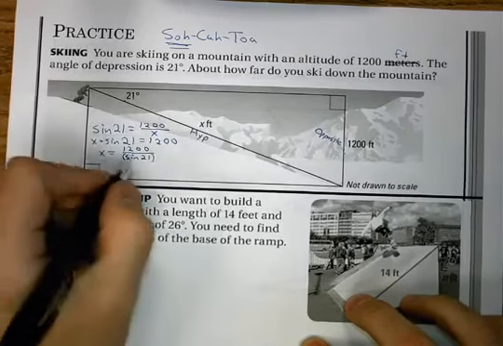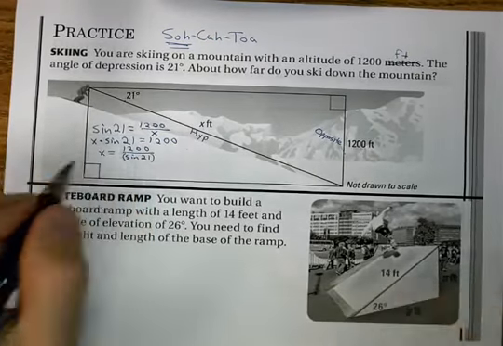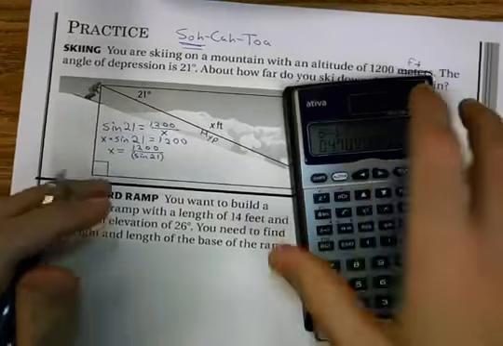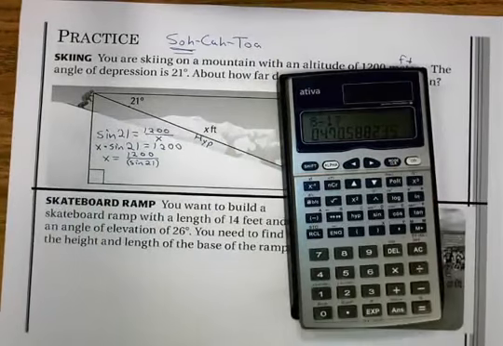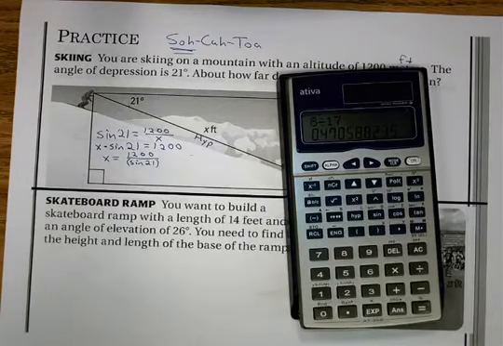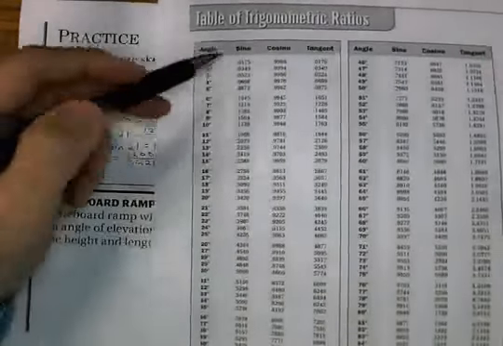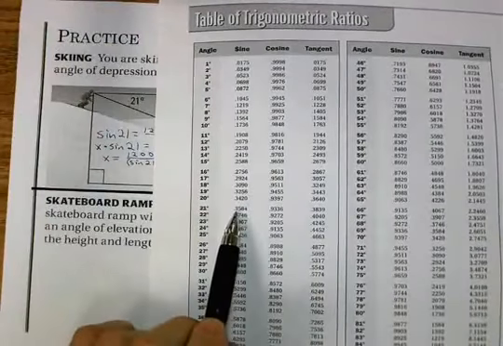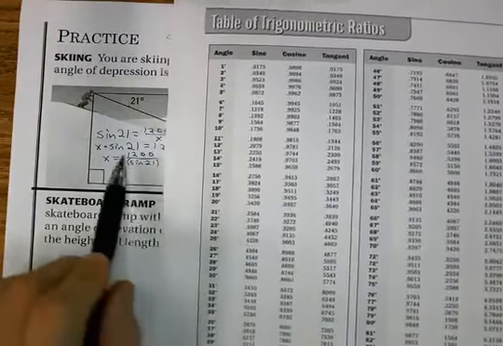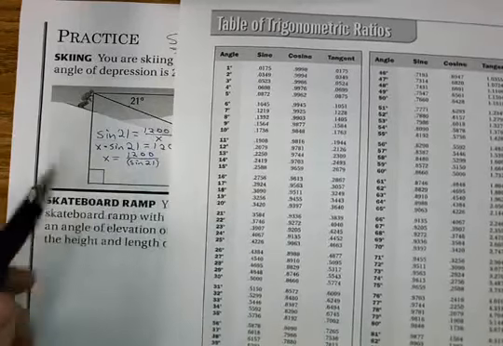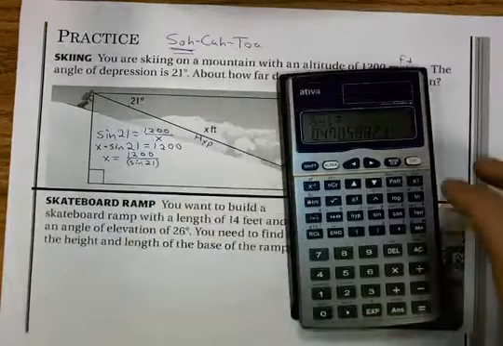So, here I can divide 1,200 divided by sine of 21 if I'm using a calculator. If not, I may have to go to our chart. Now sine of 21 looks like to be 0.3584. So I'd have to divide 1,200 by 0.3584. We're just going to use a calculator.